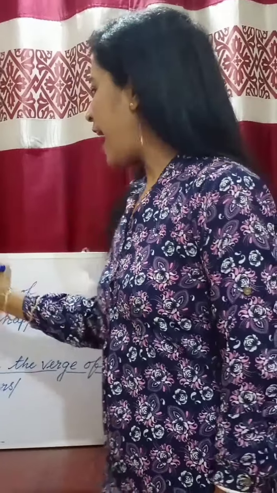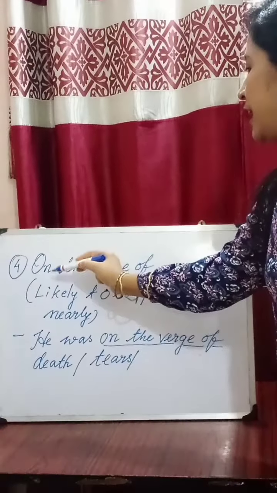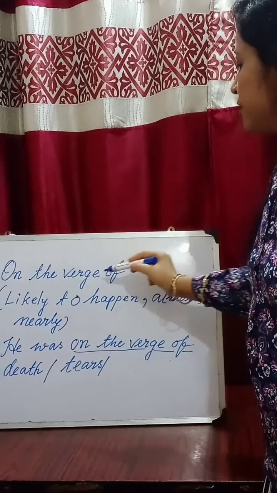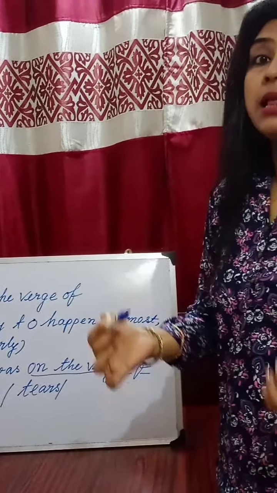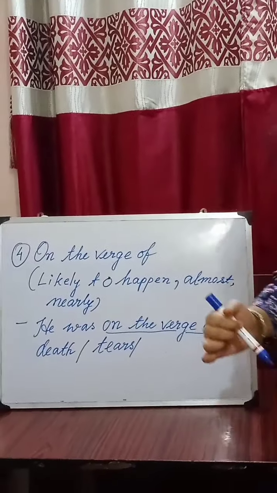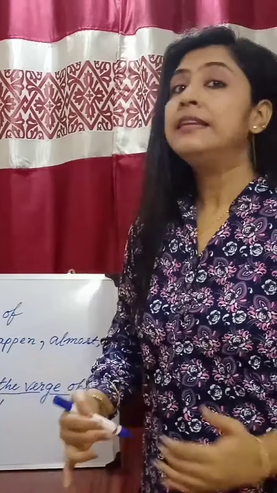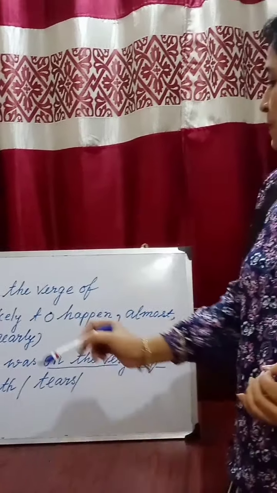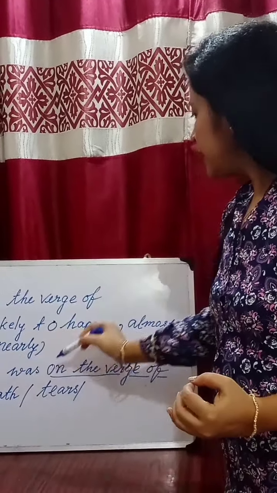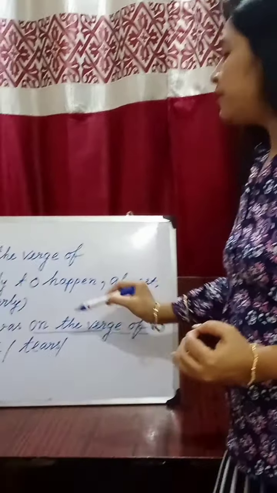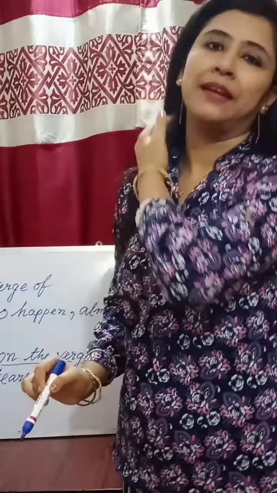The fourth and interesting idiom is "on the verge of". On the verge of means when something is likely to happen, or you can relate it to almost, nearly. So the fourth one is on the verge of. Let me make it clear after constructing the idiom in a sentence. He was on the verge of death. Now what does it mean?